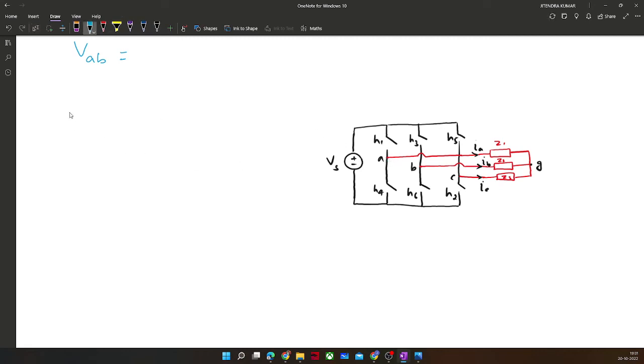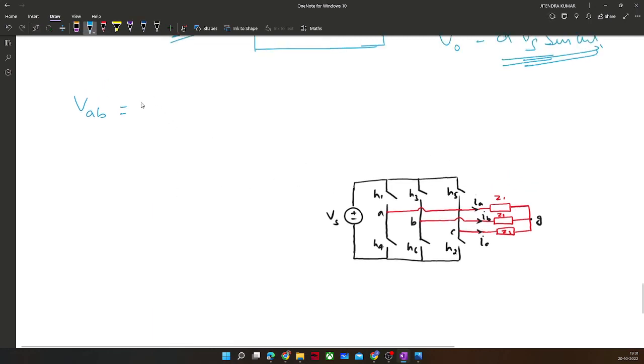I need to compute VAB. Can I write VAB as VA0 minus VB0? Yes. VA0 was nothing but H1 into Vs, and VB0 was nothing but H3 into Vs. Our job is simplified at this point. We know H1, we know H3, Vs is given. We just need to do the expression jugglery.